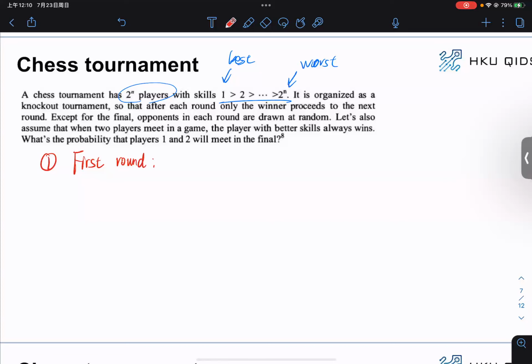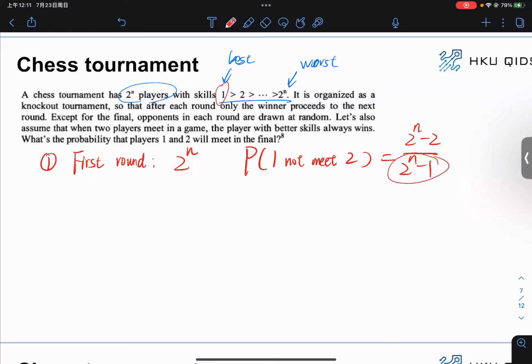So for the first round, there are in total 2^n players, and the probability 1 does not meet 2 in the first round is going to be what? It's going to be (2^n minus 1) over (2^n minus 2), right? Because except for the first player, there are 2^n minus 1 players left. And among them, as long as it's not player 2, then it's fine, right? So this is the probability.